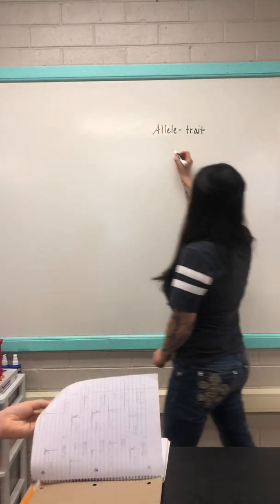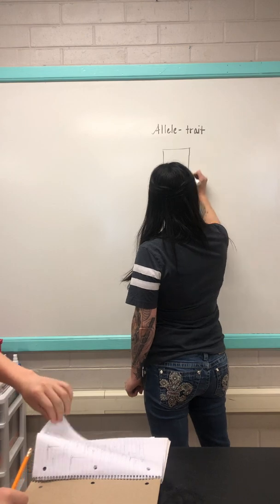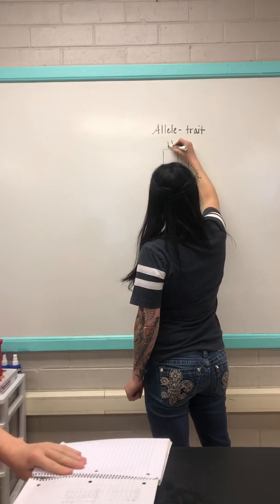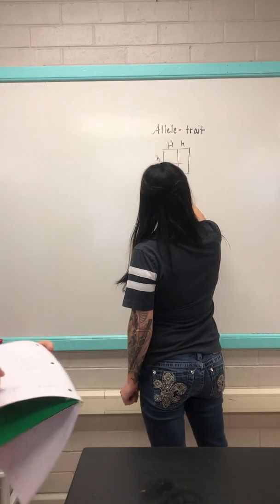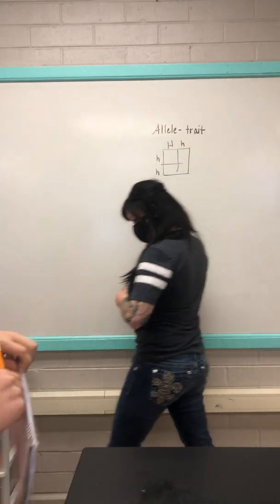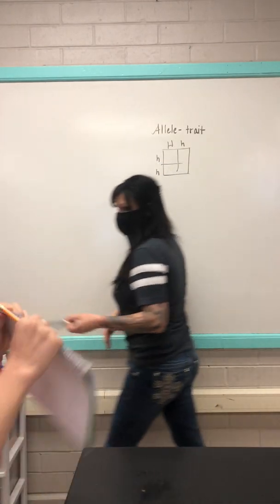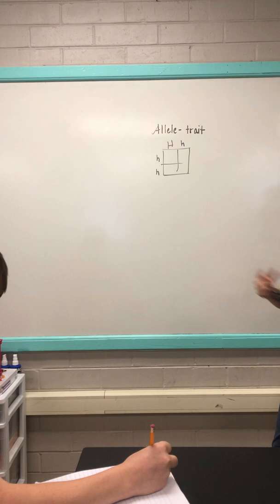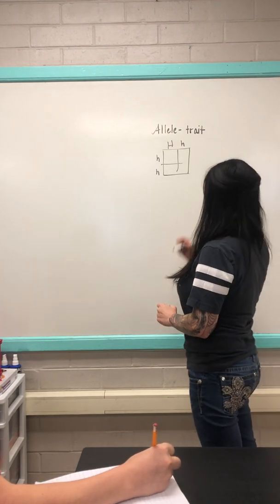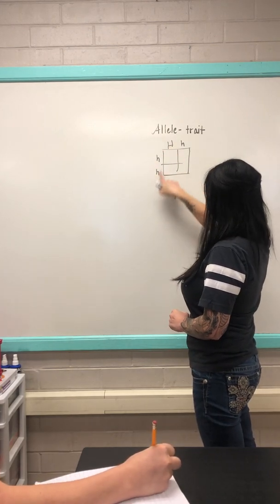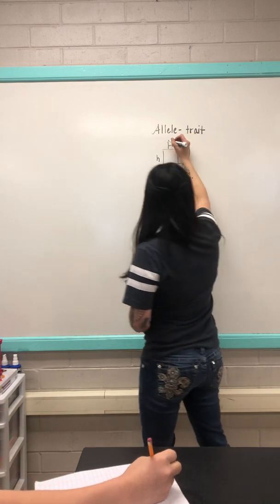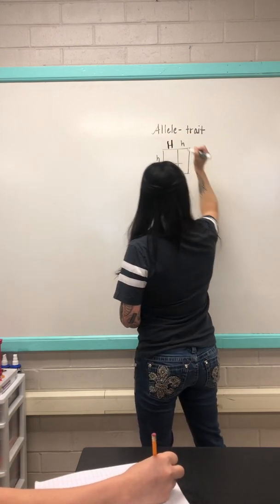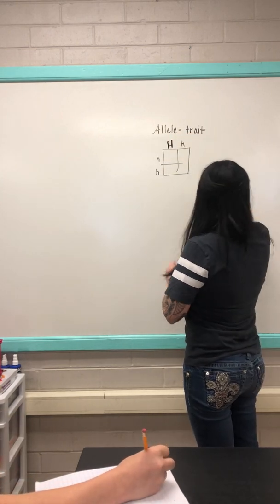When you do a Punnett square, so if, like yesterday, we were looking at the hairless guinea pigs, that having hair or no hair would be the trait. So the alleles would be the letters that we have here, the big H and the little h. Big H means that it is what? Dominant.